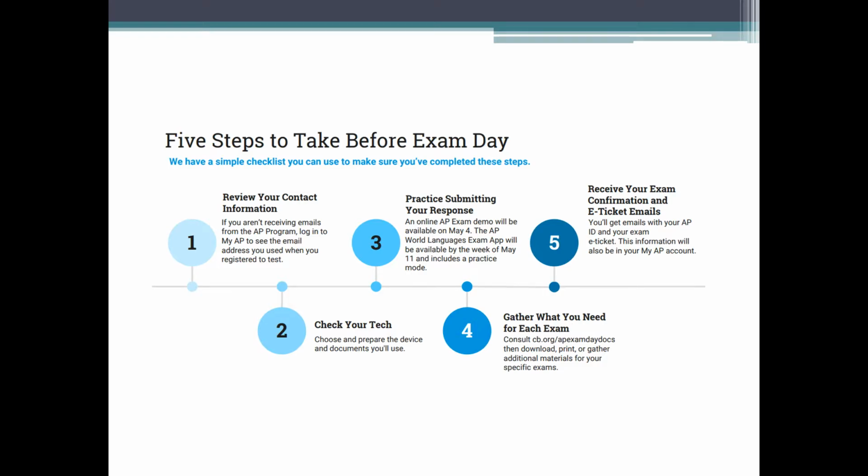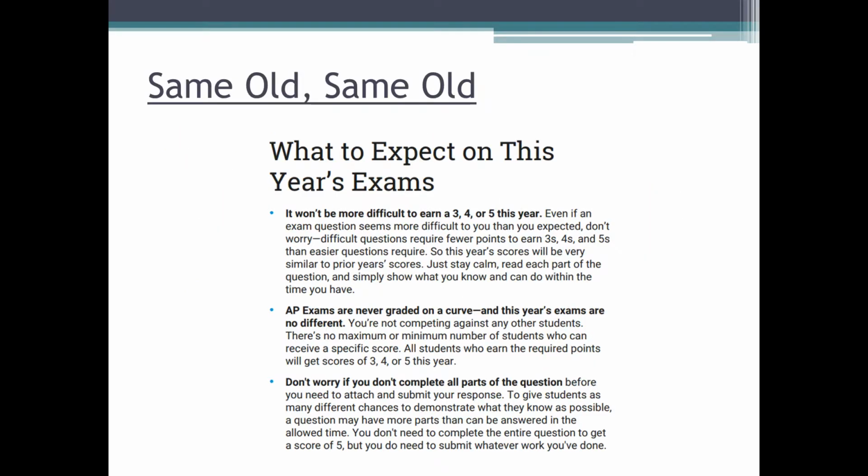And then lastly, receive your exam confirmation e-ticket emails. So in this case, 2 days before the actual exam itself, you will receive your exam ticket. It won't really work until the actual exam day, but the fact that you have it 2 days prior is just to make sure that you are enrolled and everything else, and nothing can go wrong. And if you don't get it, then that's the time to actually email College Board for the link and so forth.